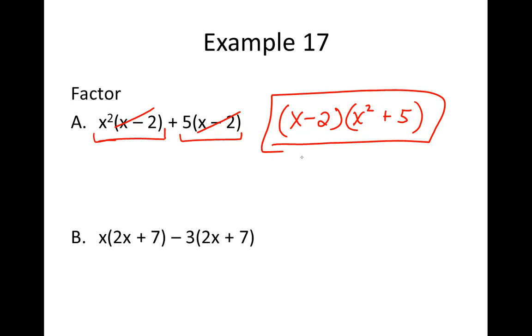What about part B? Common is the 2x plus 7. What do I have left? x minus 3.